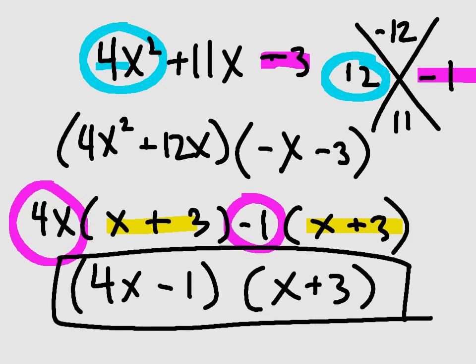Okay, now for the last problem. It's more of a trickier one. We have 6x squared minus 9 equals 25x.